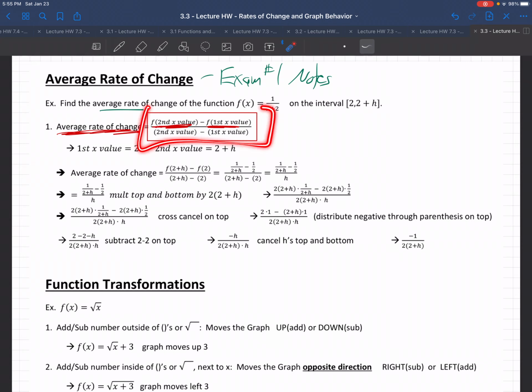Here's the heart of the matter. The average rate of change is a slope, basically. And notice, look at the little f's here. It's f of the second value minus f of the first value over the second value minus the first value. It's basically a slope.